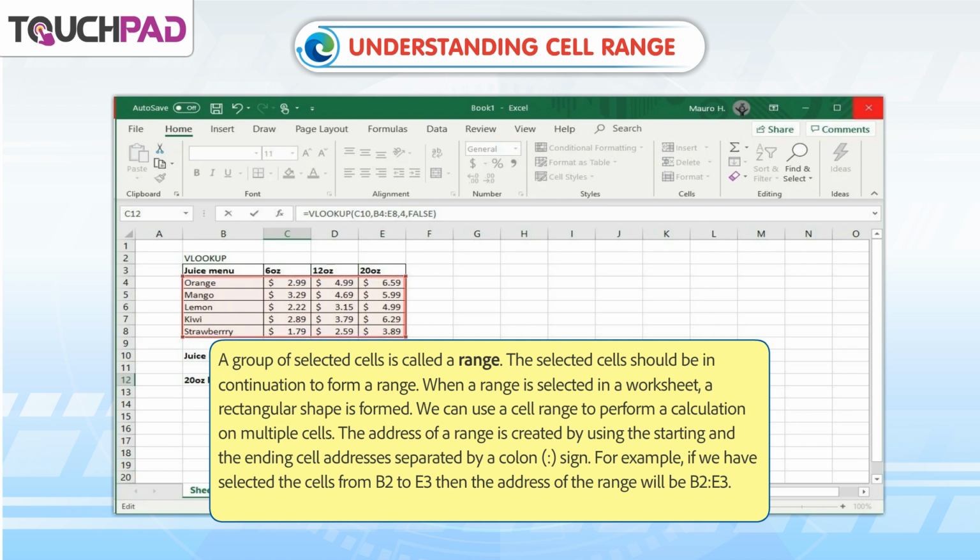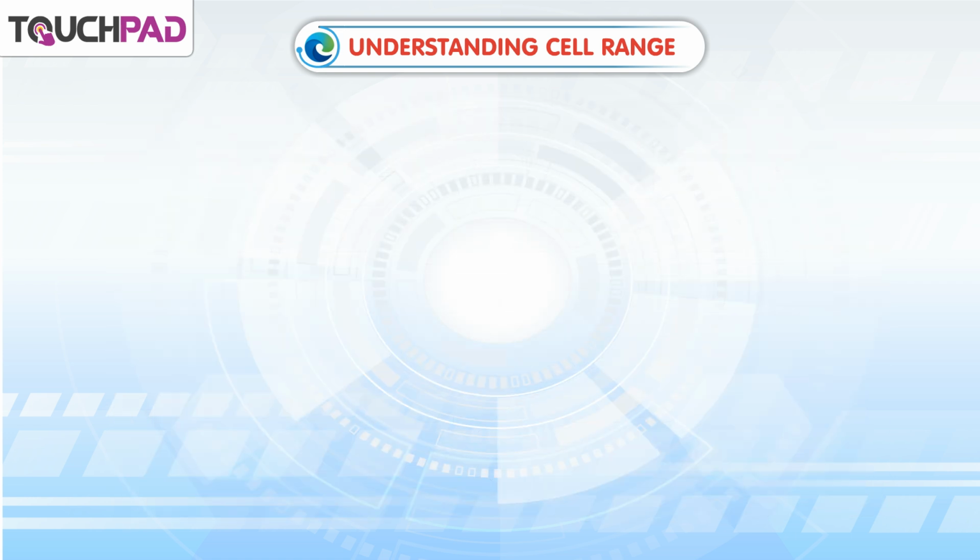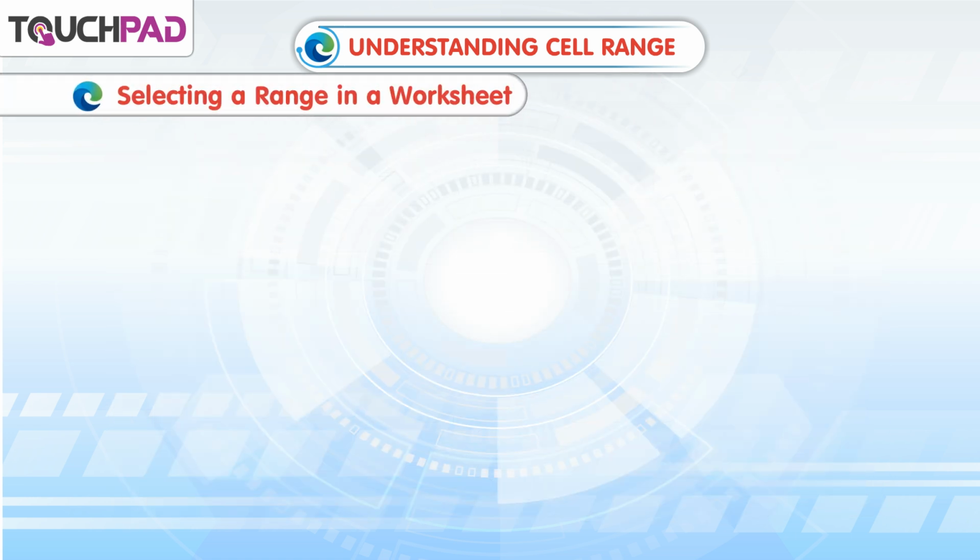The address of a range is created by using the starting and the ending cell addresses separated by a colon sign. For example, if we have selected the cells from B2 to E3, then the address of the range will be B2:E3.